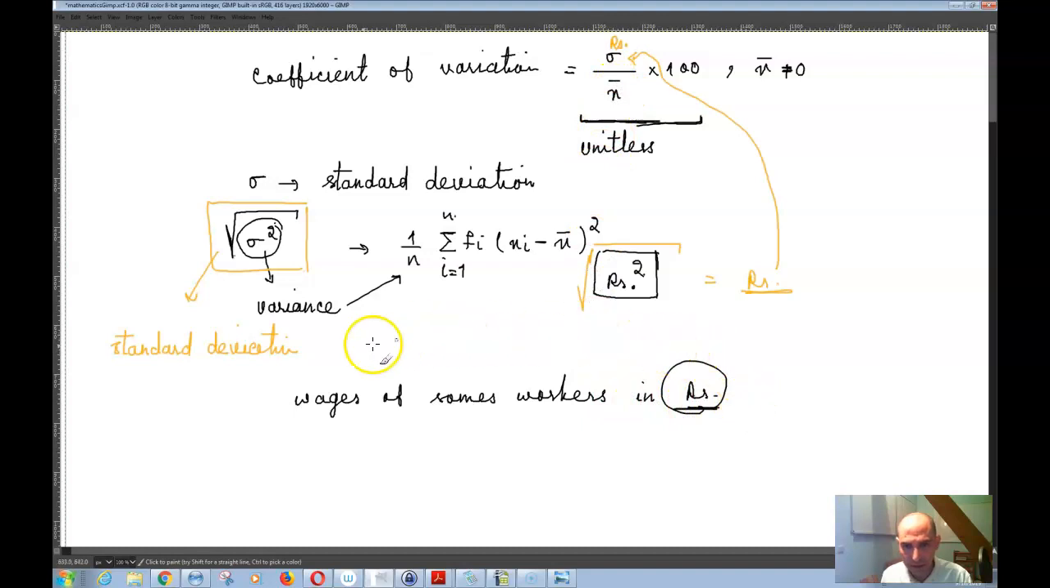Now, related to the same data, if I calculate x bar, which is the average wage of these workers, that would still be in rupees. Rupees over rupees, you can cancel them out. You will get a ratio without any units, and then you multiply it by 100 as part of this coefficient. That is why the coefficient of variation, or CV, is unitless.